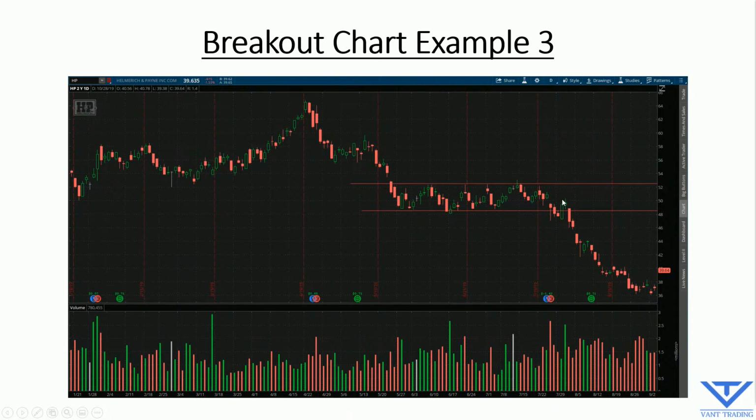Beautiful little consolidation. Breaks back out. They try to drive it back in. They can't do it. The sellers retake control and off you go.